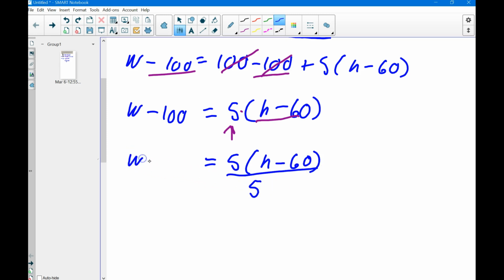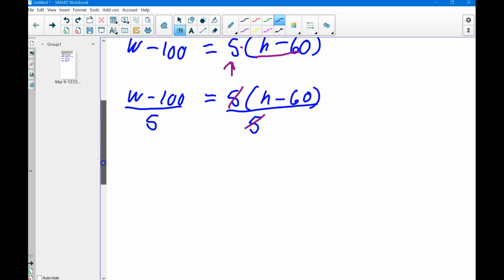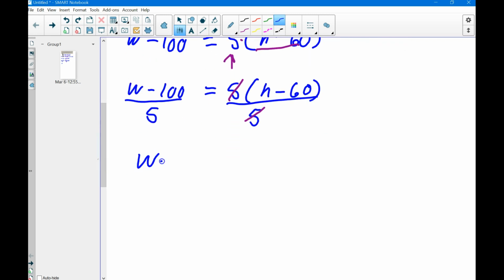The other side, of course, I have to do the same thing. On the right hand side, the 5's cancel, and I'm left with W minus 100 over 5. And on the other side, I'm left with H minus 60. See how it's coming down slowly, piece by piece. It gets simpler and simpler.